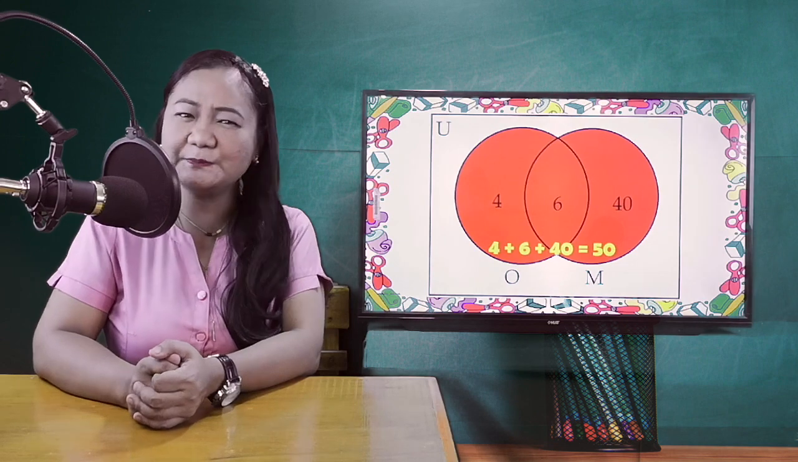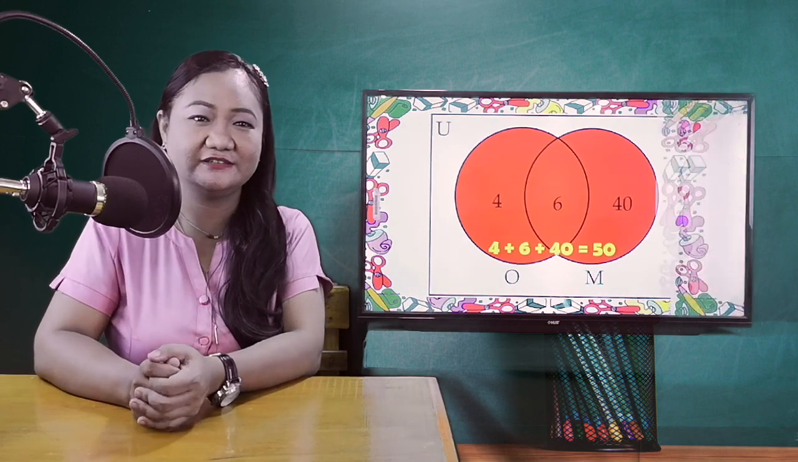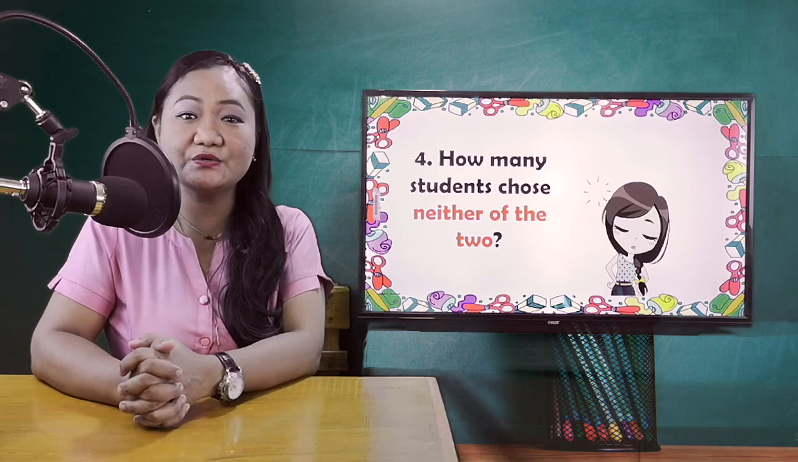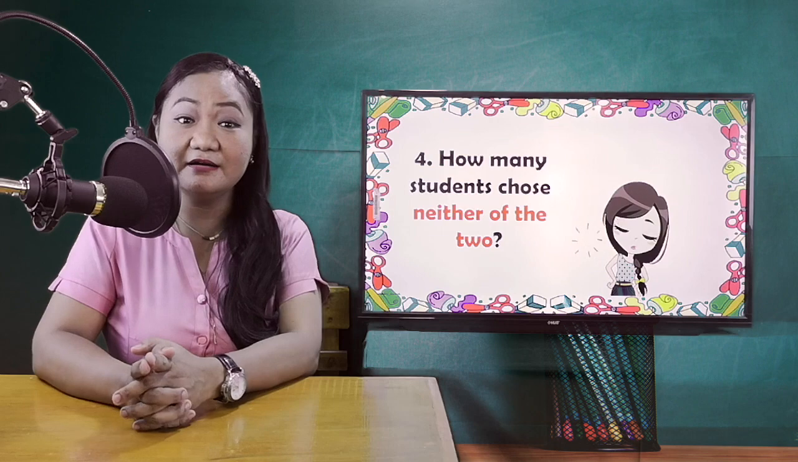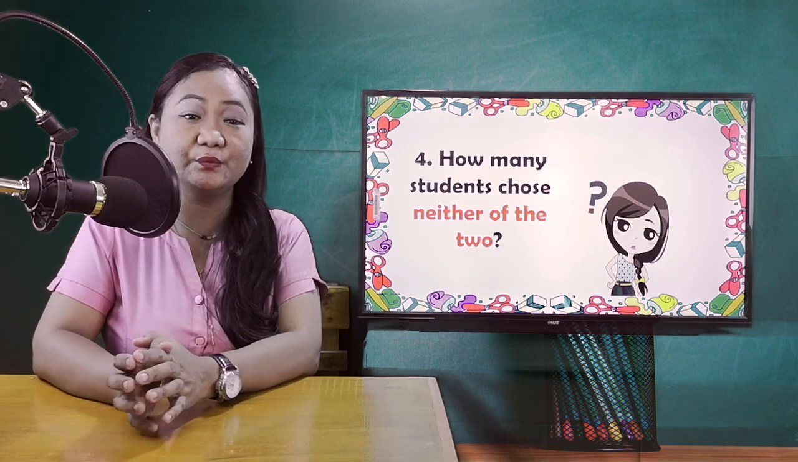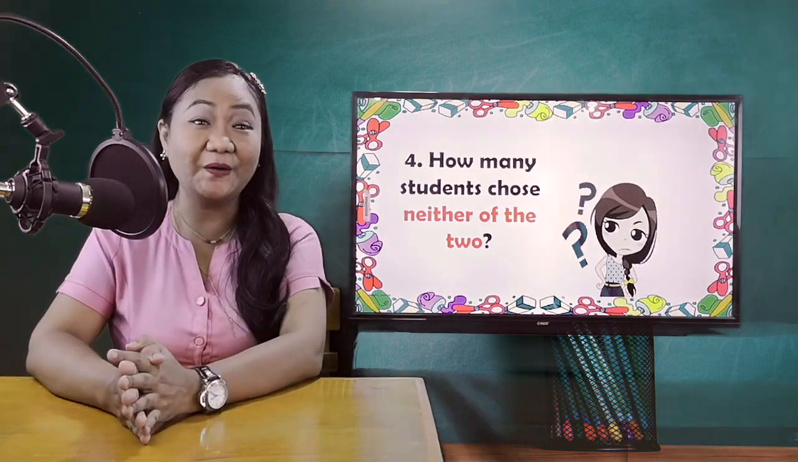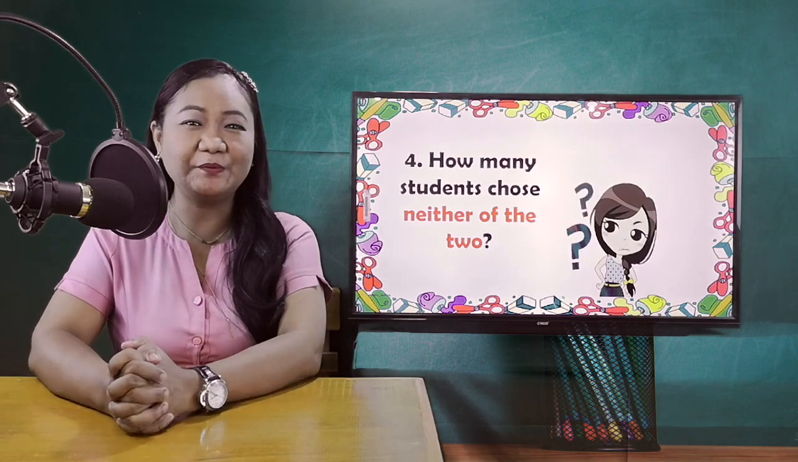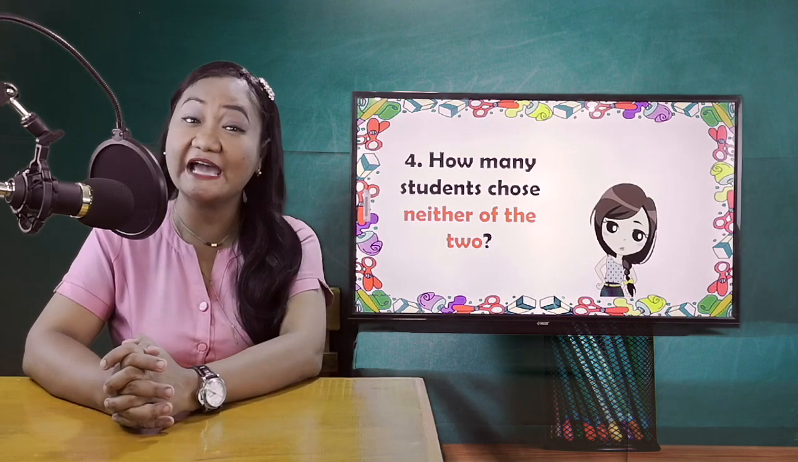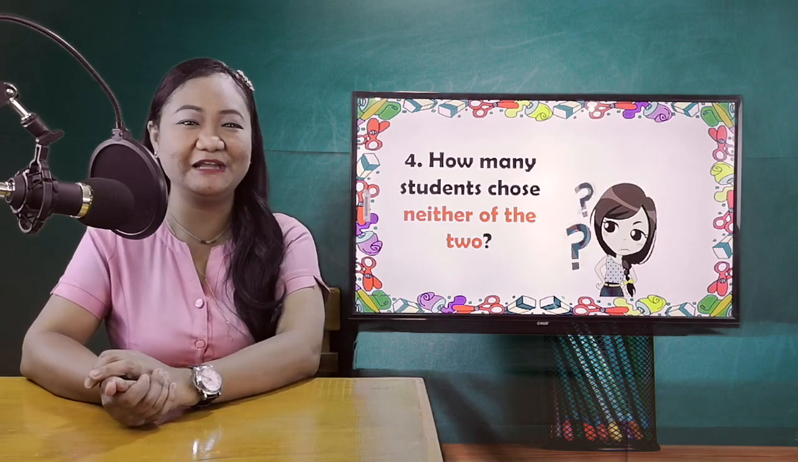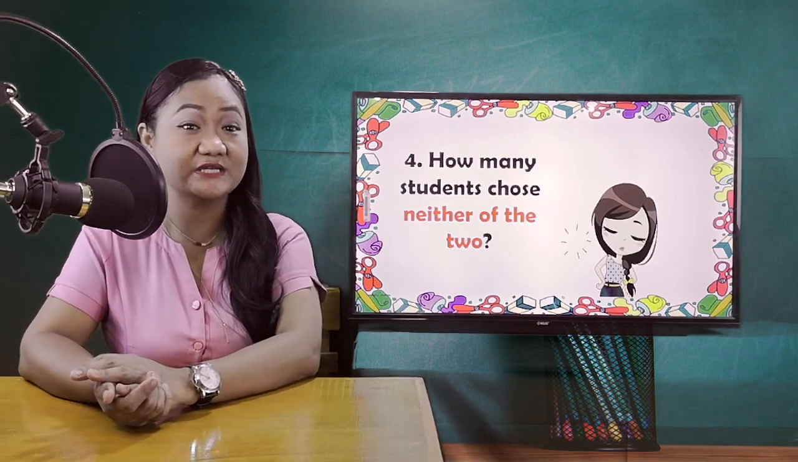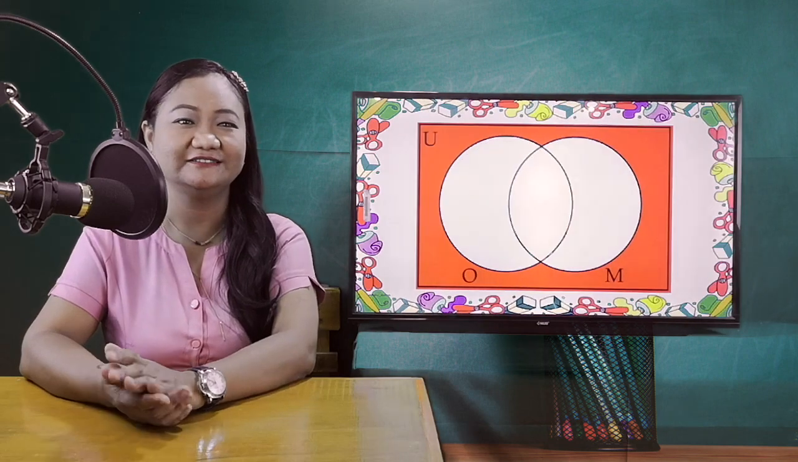Now, let's proceed with the fourth question. It asks about the cardinality of the students who chose neither of the two modalities of learning. Here, the question made use of the word neither. So, what set operation uses the word neither? Very good! It's the complement of a set, as shown in the shaded part of the illustration.